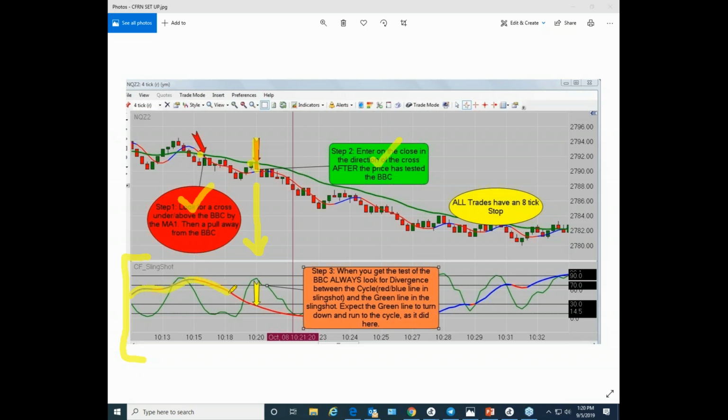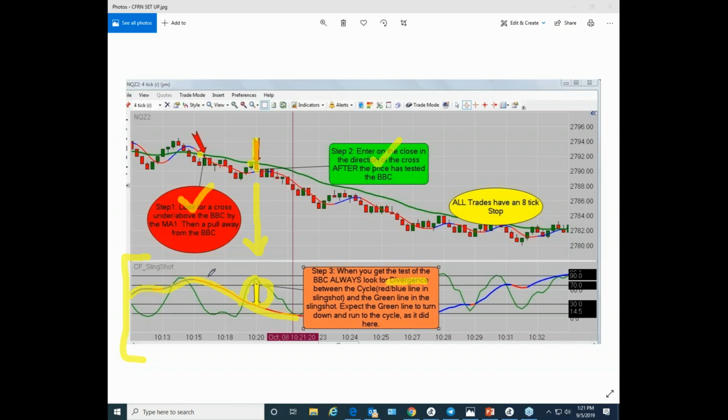This red and blue line is referred to as the cycle, and the green line, no fancy words for it, it's just called the green line. Okay, but the space that's created in between the two is referred to as the divergence, or the separation that Michael is talking about in the training room. And the trade exists down here. All right, I'm going to tell you why. Okay, it all starts and finishes here.